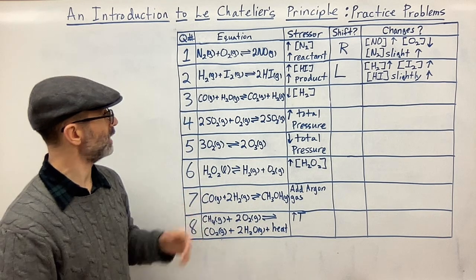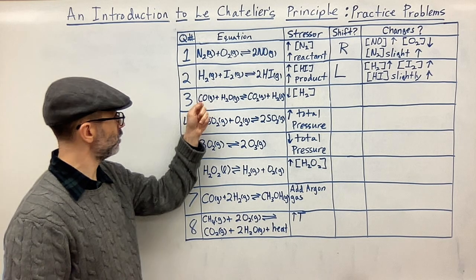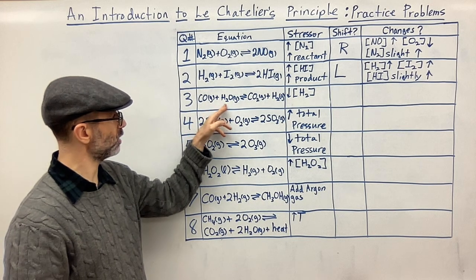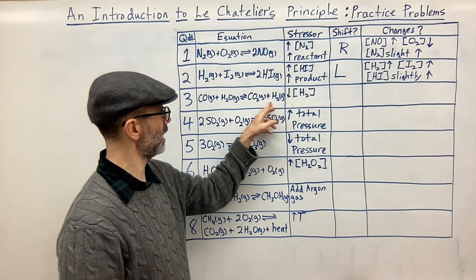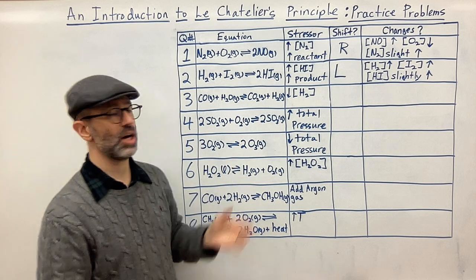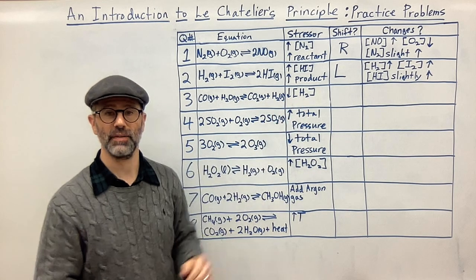Okay, so that's number 2. What about number 3? So number 3, our equation is we have carbon monoxide gas reacting with water gas, and that's going to form CO2 gas and H2 gas, and this is an equilibrium. So again, what is our stressor in this case? In this case, we are decreasing the concentration of H2.